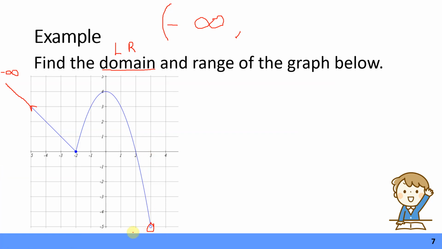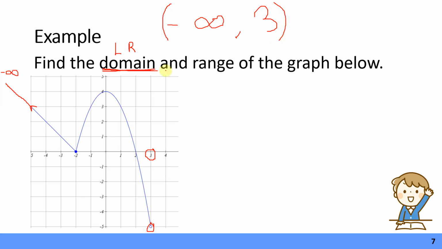But what number do I use? Do I use the 3 or do I use the -5? So remember, since we're talking about domain is x, I'm going to come to the x-axis. This is the point that it goes most to the right, and that's 3. So that means that that's where the domain ends. And then since it's an open circle, we enclose it with a parenthesis.